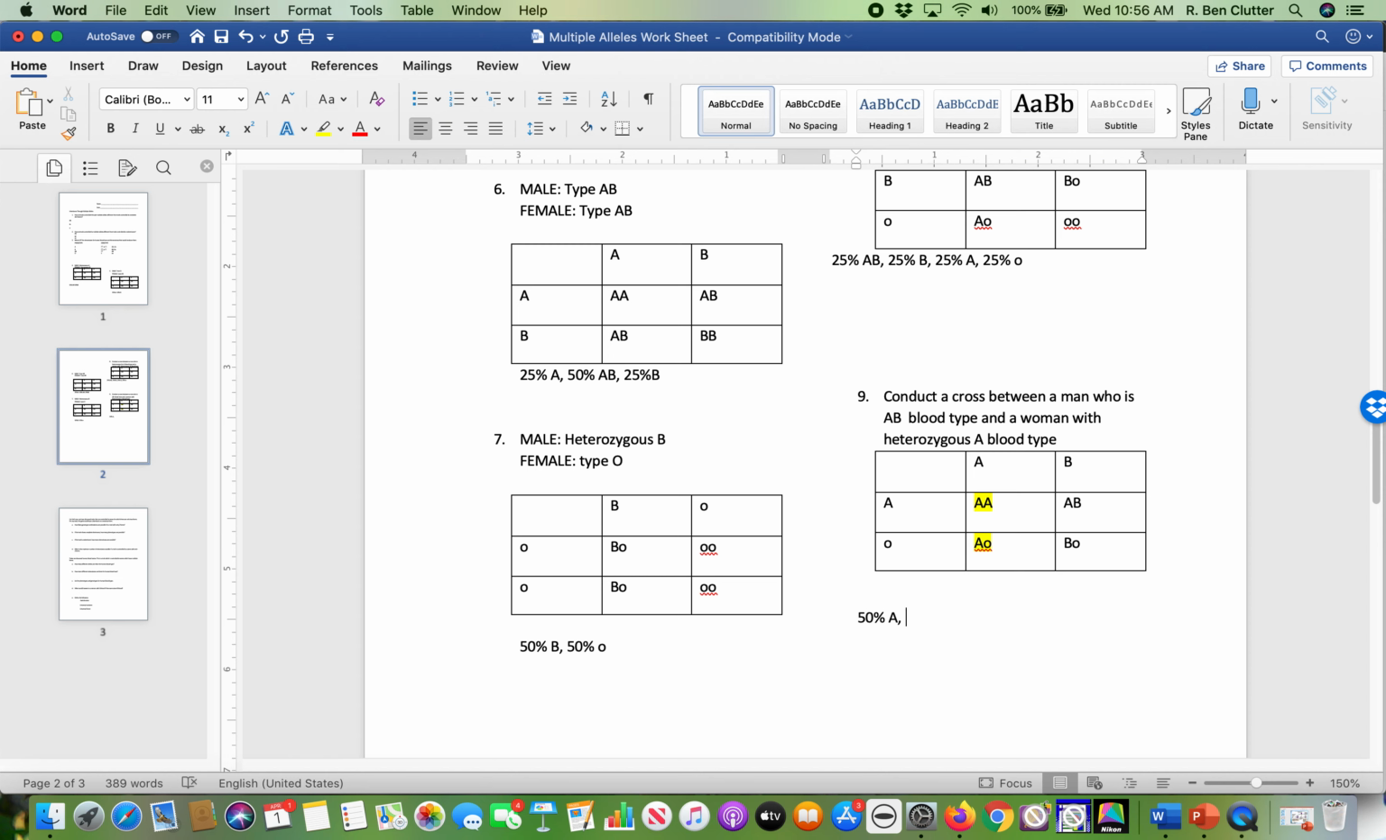All right, you can't tell the difference, and so you can't tell the difference between this person with A blood and this person with A blood. Their blood cells are going to have the same protein on the surface.